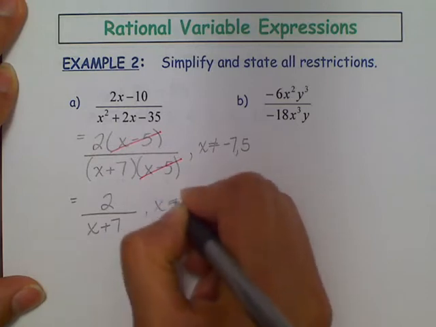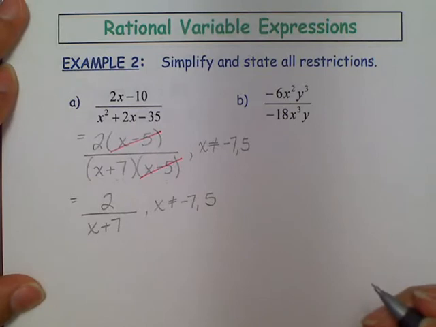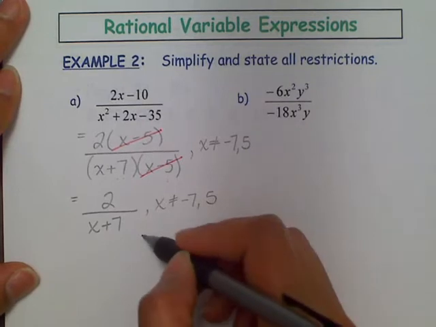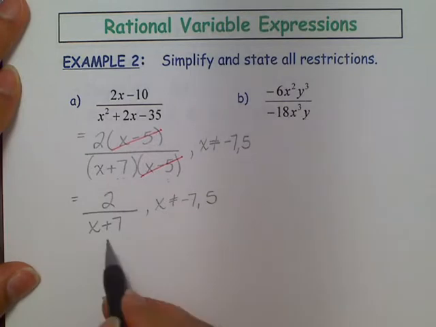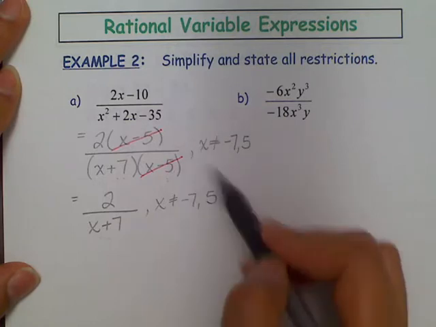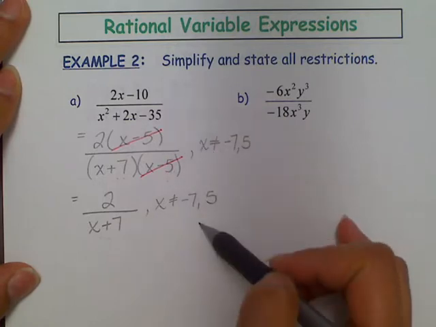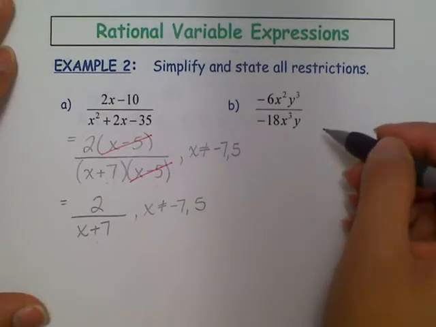And again, I'm going to restate my restrictions. Essentially, you're going to restate your restrictions in every step. So there's an example of a simplified rational variable expression with the restrictions included. You will notice that x equals negative 7 is still a restriction here, but 5 is the one that's been reduced away. But because it's dependent on the original expression, you still need to make sure you write it. Okay, let's take a look at the next example.